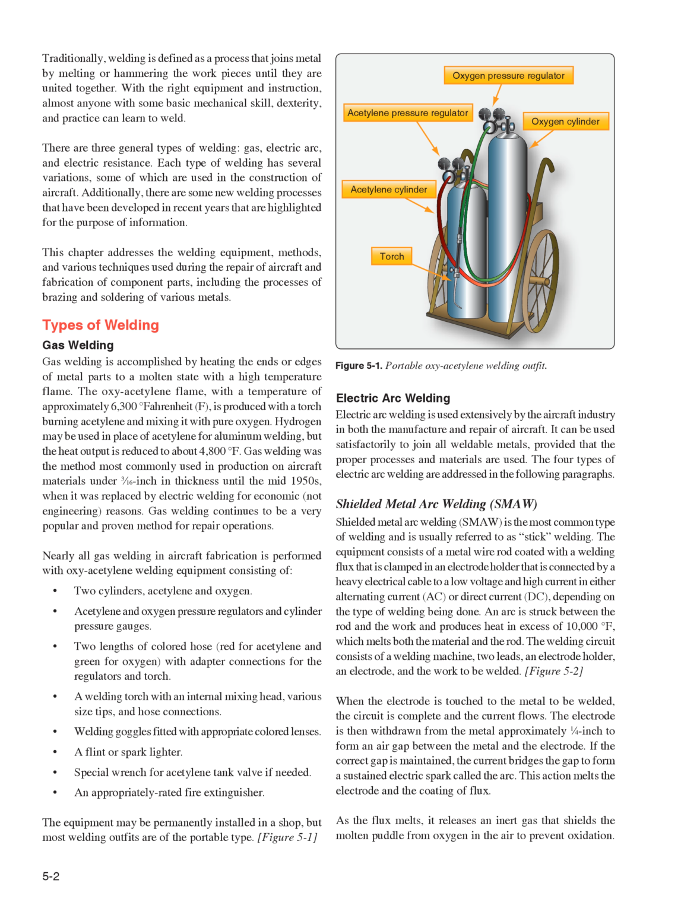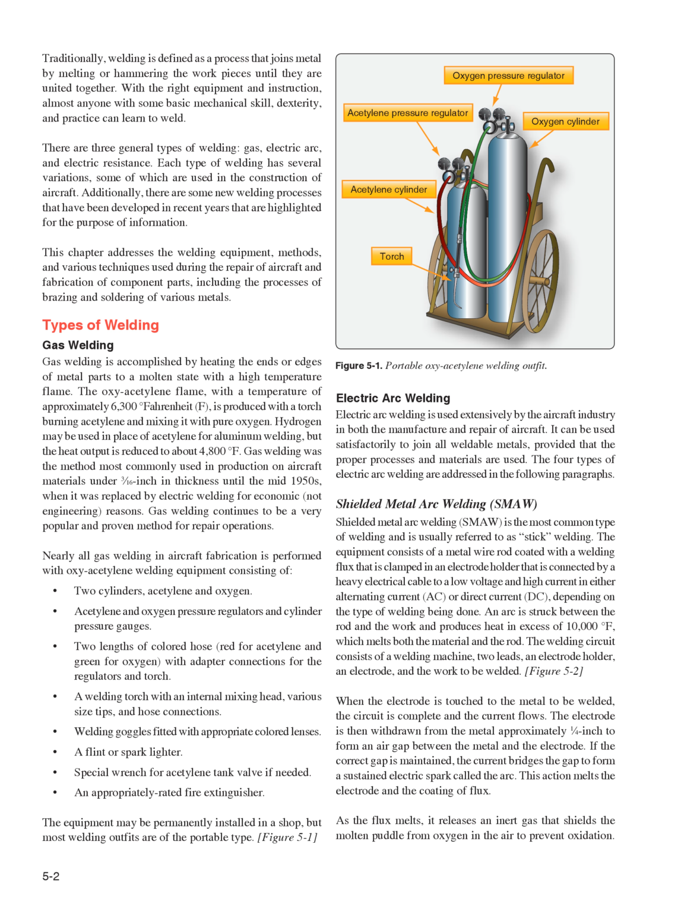Figure 5.1 Electric arc welding. Electric arc welding is used extensively by the aircraft industry in both the manufacture and repair of aircraft. It can be used satisfactorily to join all weldable metals, provided that the proper processes and materials are used. The four types of electric arc welding are addressed in the following paragraphs. Shielded metal arc welding, SMAW. Shielded metal arc welding, SMAW, is the most common type of welding and is usually referred to as stick welding.